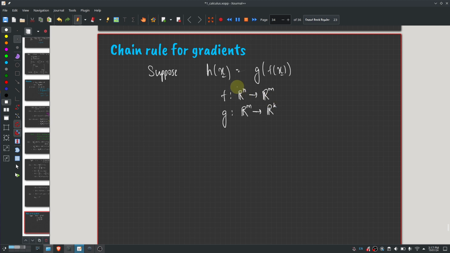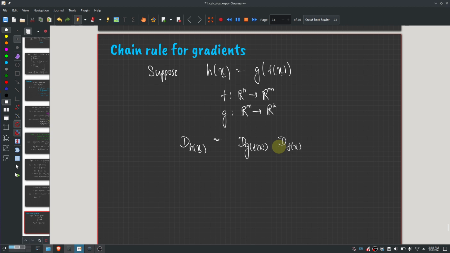Now let's go back to the chain rule for derivatives that you have seen. Suppose all of these are univariate functions and h of x equals g of f of x. Then the derivative of h is just g dash of f of x times f dash of x, correct? And that is what happens in this case as well. Remember this is a k by n matrix. What would be your guess? It's the derivative of g evaluated at f of x, times the derivative of f evaluated at x.